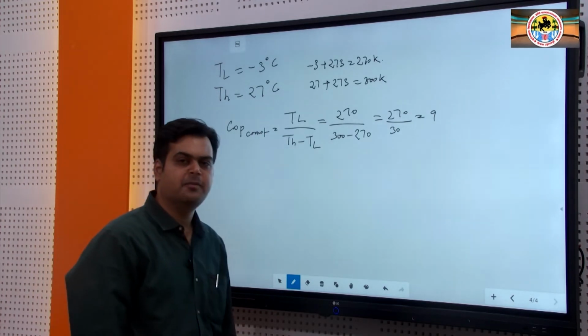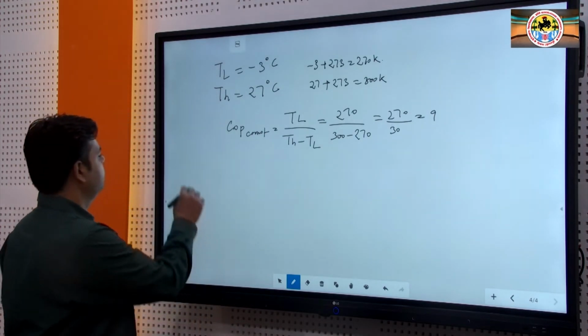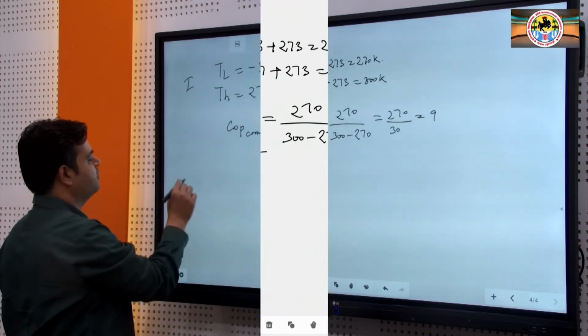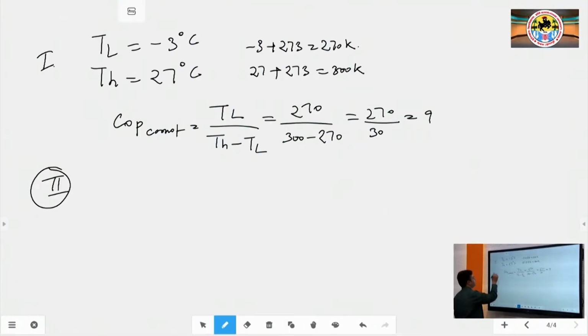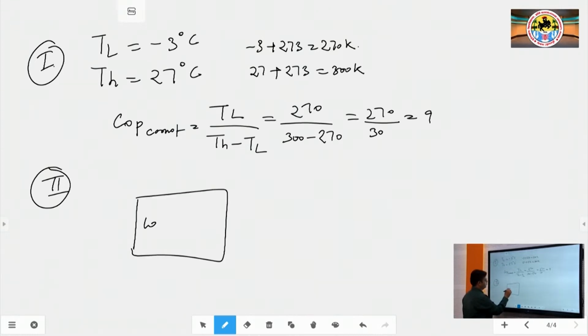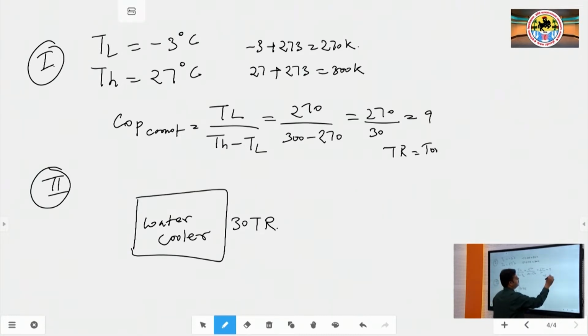Let us take another example of this cycle. This is the first example, this is the second example. Let us say there is a water cooler having a capacity of 30 TR. TR is basically the ton of refrigeration.